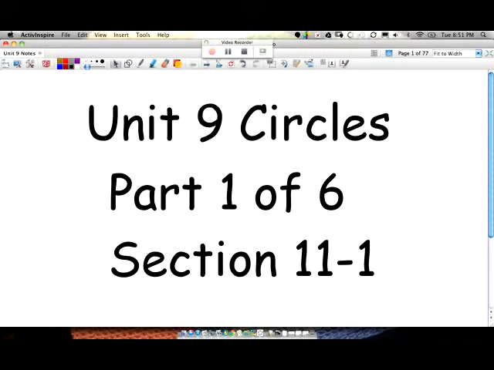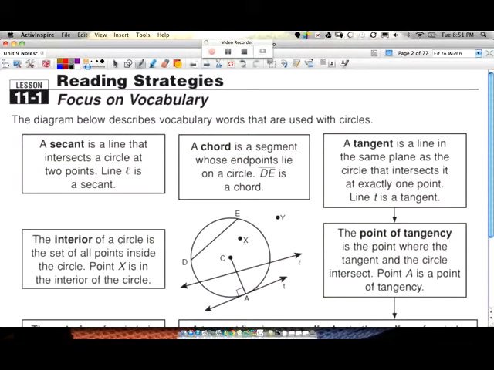Alright, geometry, we're looking at the notes for Unit 9, which is all about circles, and we're starting out Part 1 out of 6. We're going to be looking here at Section 11.1. You guys should have already started the reading strategies. This is more just going over them, and then I'll go through the problem solving, and then you guys will do the review for mastery as well. So, here we go. Reading strategies.